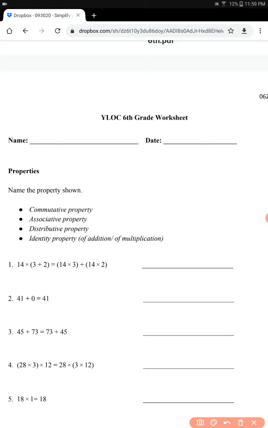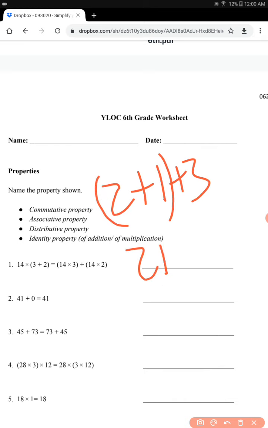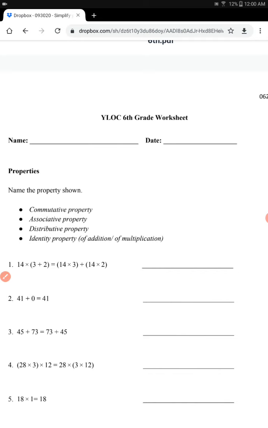For associative property, it's the groups. So 2 plus 1 plus 3 is the same thing as 2 plus 1 plus 3, grouped like this. This also works for multiplication. But remember, for commutative property and associative property, it does not work for subtraction or division, only addition or multiplication.